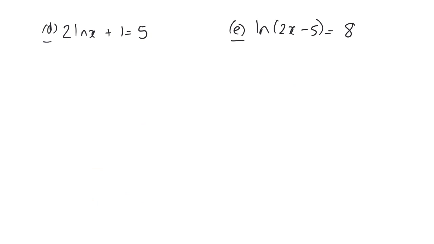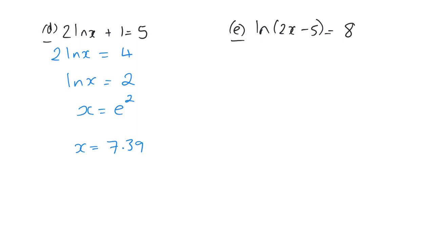Or D then, 2 ln x plus 1 equals 5. So the first thing we're going to do is take that plus 1 across. So we'll get 4, and I'm going to divide by 2 and get ln x equals 2. So we can say x equals e squared. And again, if it tells you to leave it as an exact value, leave it as e squared. If it tells you to do it to 3 significant figures, put it into your calculator and we get 7.39.